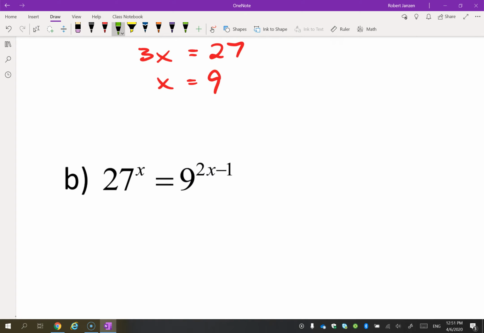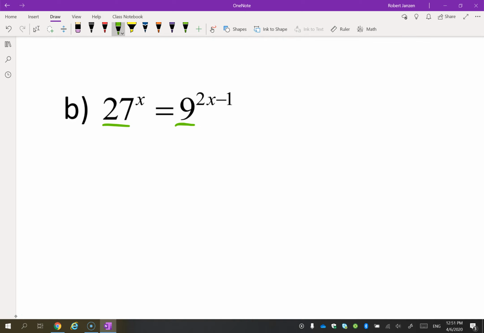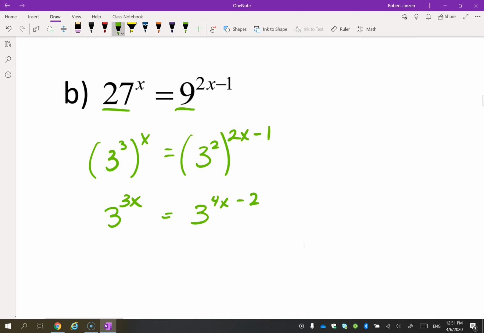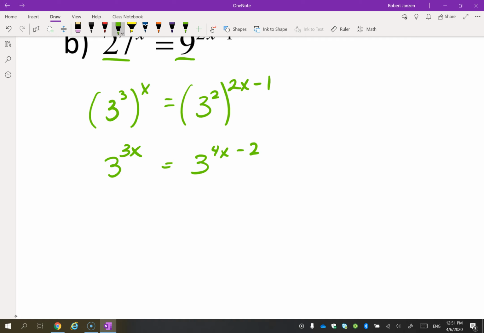Okay, let's try another one. Hopefully you recognize those are powers of 3. So I could write this as 3 cubed to the power x, and I could write this as 3 squared to the power 2x minus 1. Now power to a power, this is 3 to the 3x, and this is 3 to the 4x minus 2. Again, since the bases are the same now, the exponents must be the same. So I can take away 4x from both sides. I get negative x is negative 2, so x is 2.